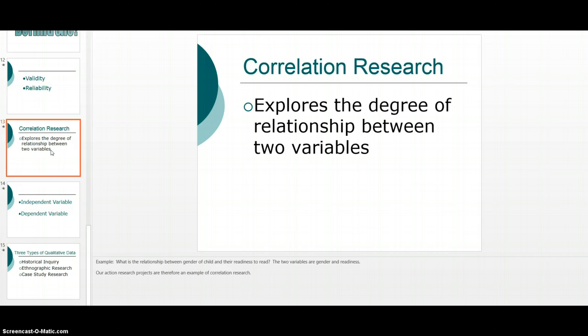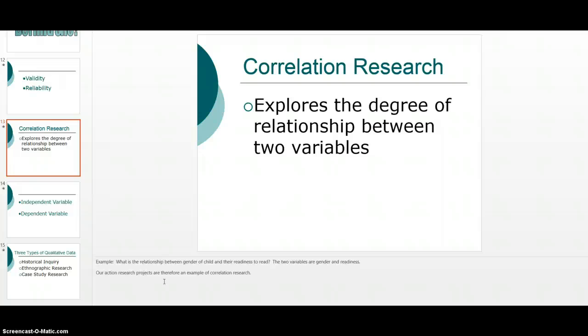Correlation research is the next concept that we need to know. Correlation research explores the degree of relationships between two variables. For example, what is the relationship between gender of a child and their readiness to read? The two variables in that example are gender and readiness to read. So all of our action research projects are therefore going to be an example of correlation research, because we're looking at the relationship between our strategy, the new strategy that we're trying, and the two things affected.